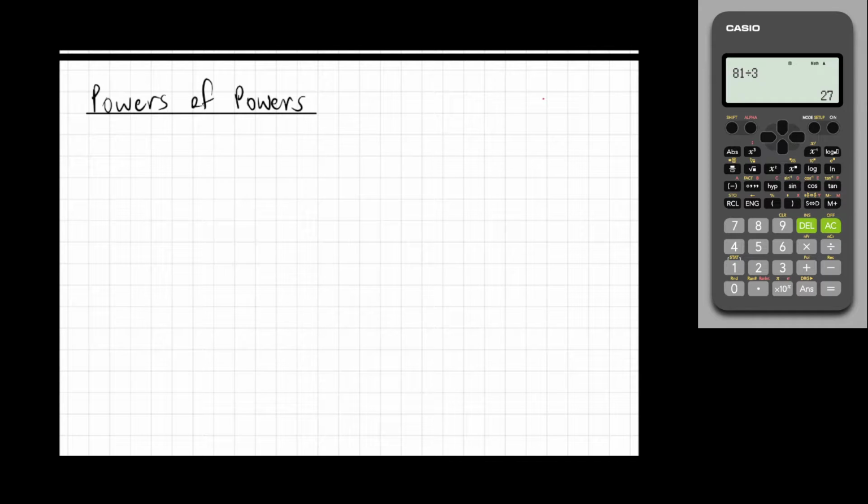Right, so let's say we've got an index with some base. Say we've got 3 to the power of 2, and we're going to raise this whole thing to the power of 4. You guys know that if I had just 3 to the power of 2, this means 3 times 3. Write it out twice.